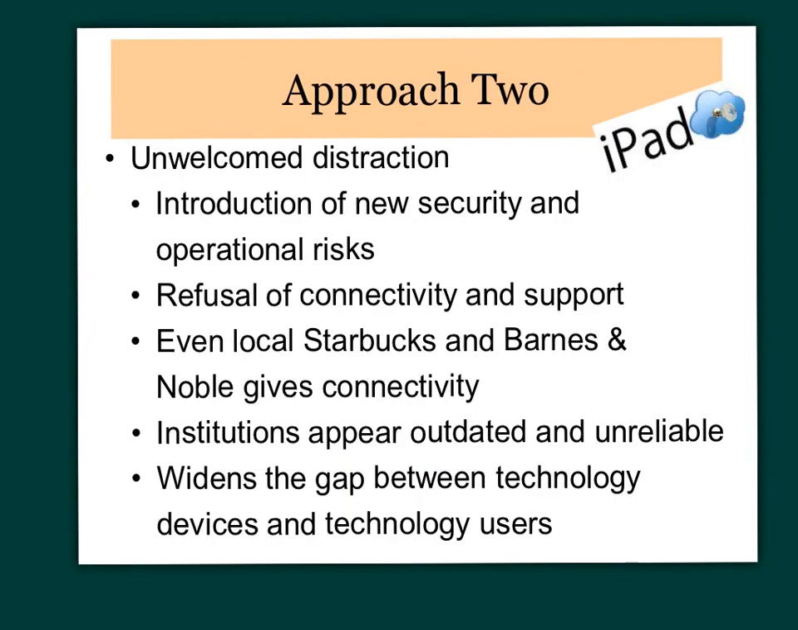Approach 2. Unwelcome distraction. Introduction of new security and operational risk. Refusal of connectivity and support. Even local Starbucks and Barnes & Nobles give connectivity. Institutions can appear outdated and unreliable without connectivity. It widens the gap between the technology devices and the technology users.